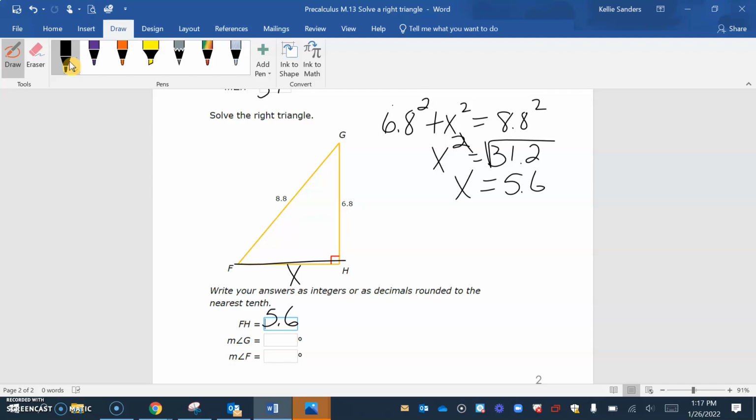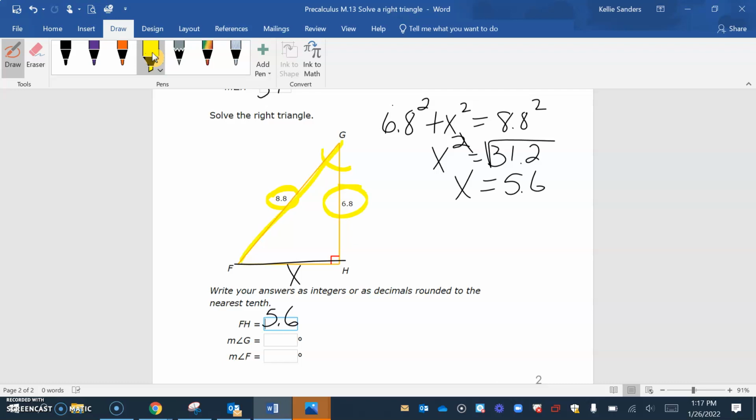Now on this, when you're finding the other angles, we are not going to use the 5.6 to get the other parts, because that is a rounded number, and if we take a number and do stuff with it and then round it again, we're going to start getting off some. So we are definitely going to use this 8.8 and the 6.8.